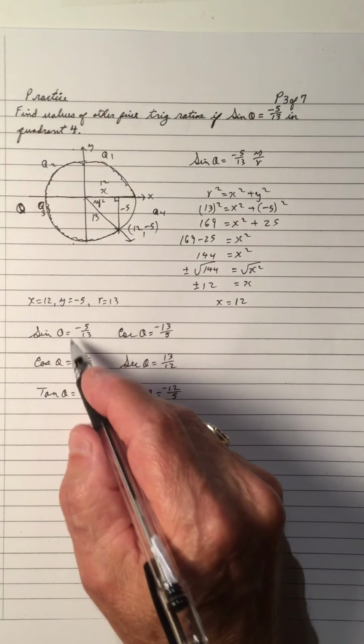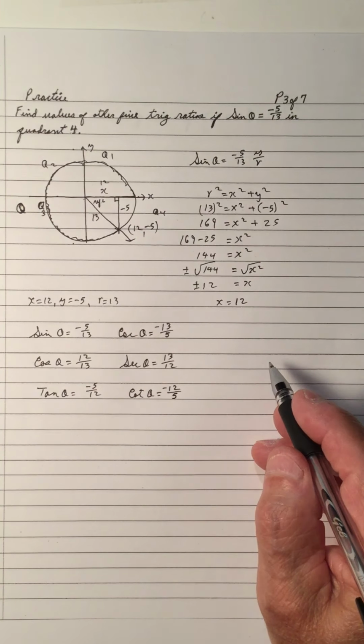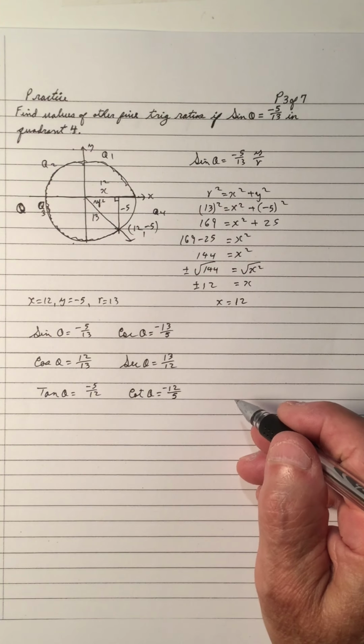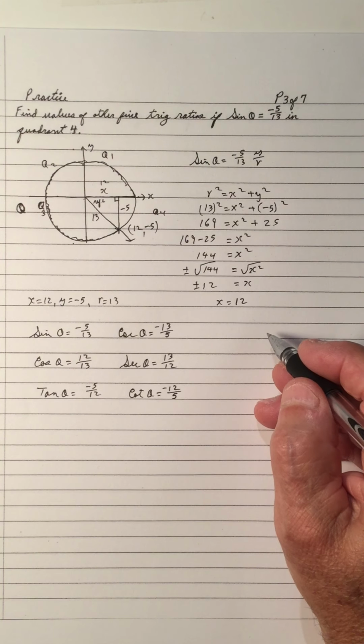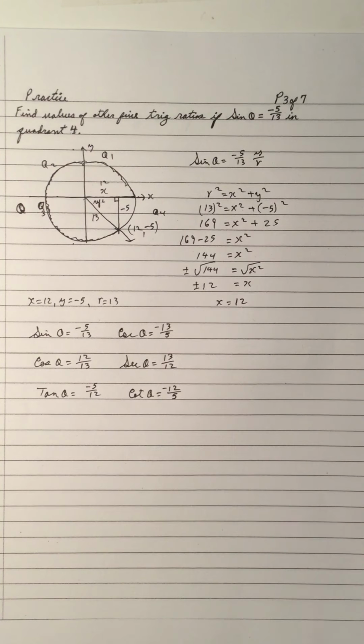Or you can use, again, sine is y over r, cos is x over r, and tan is the y over the x. Your choice.